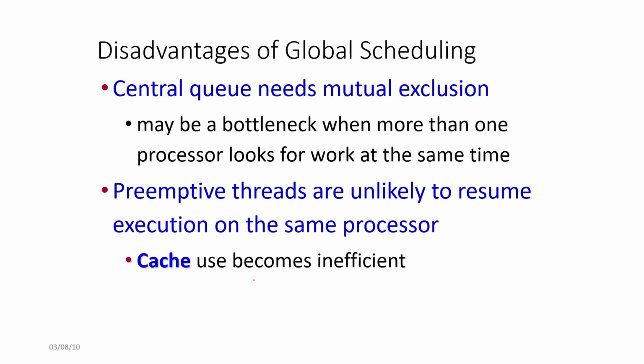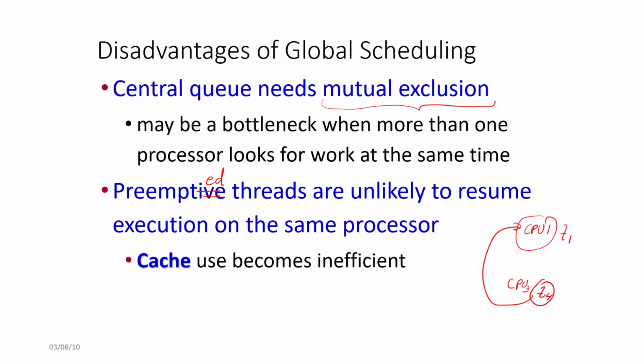Disadvantages: the central queue is a point of failure, it's a point of contention, and it needs mutual exclusion. It may prove to be a bottleneck. And the preempted threads are unlikely to resume execution on the same processor, as we saw in that example. If task T4 got preempted from CPU 3, the global scheduler then took it and put it on CPU 1, preempting T1 over there. So this migration between CPUs is not a very good idea.